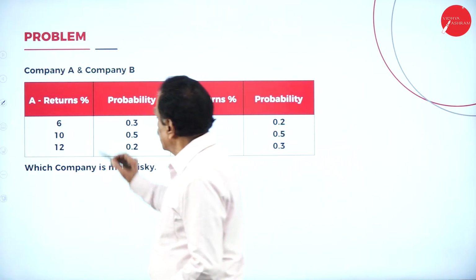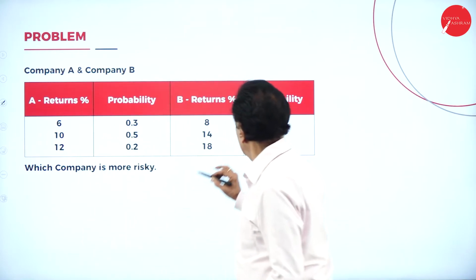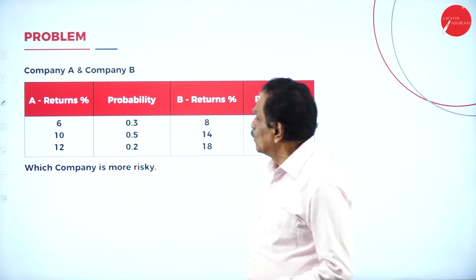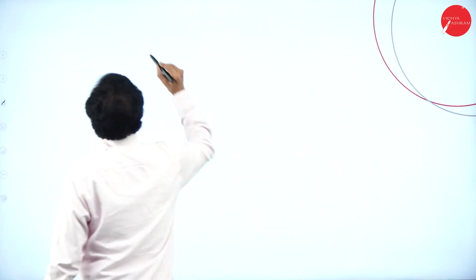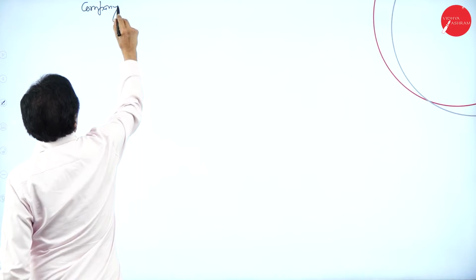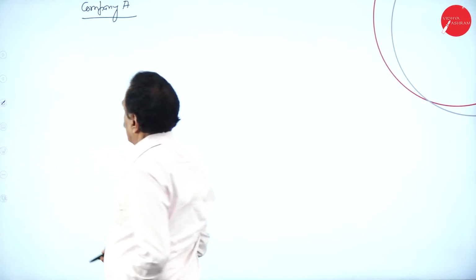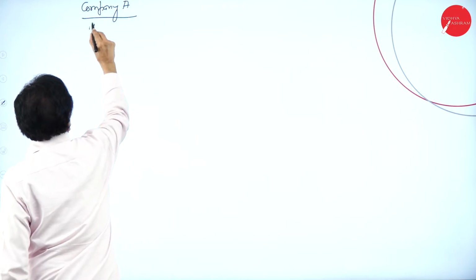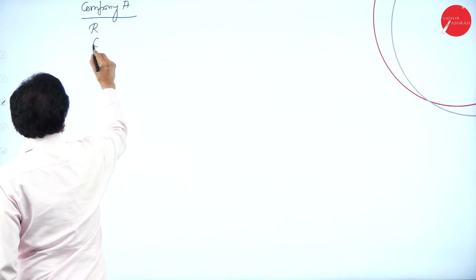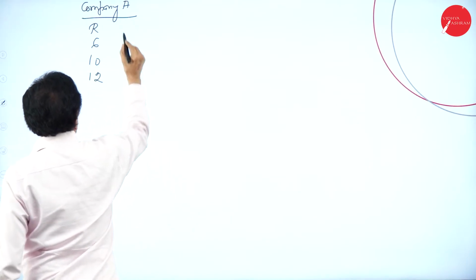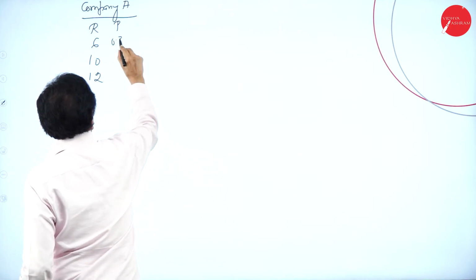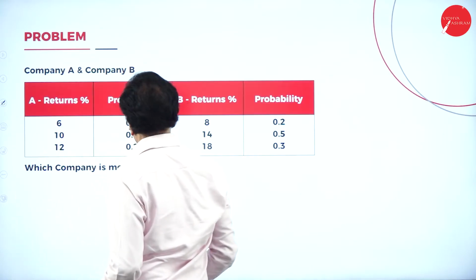So, the problem: company A returns are 6, 10, 12, with probabilities; company B returns are 8, 14, 18, with probabilities. Which company is more risky, you have to understand. First, we'll go with company A. Returns: 6, 10, 12. Probability: 0.3, 0.5, 0.2.